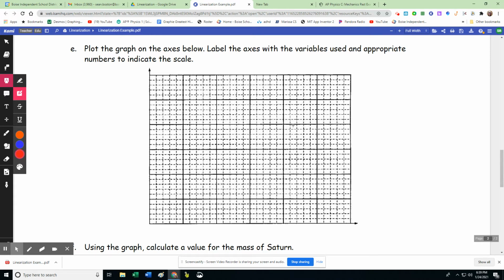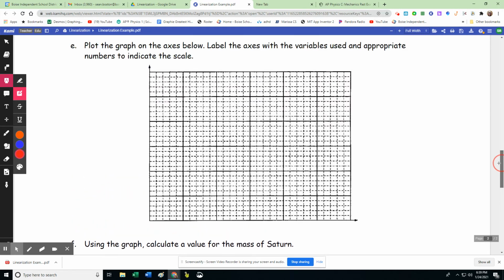It's communicating that you know what you're doing to make this graph and pull the slope off of here. So don't be so worried about accuracy. You want to communicate how to find it. Okay, so I'm going to go ahead and set that up.